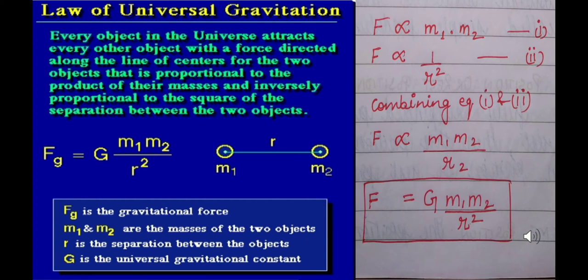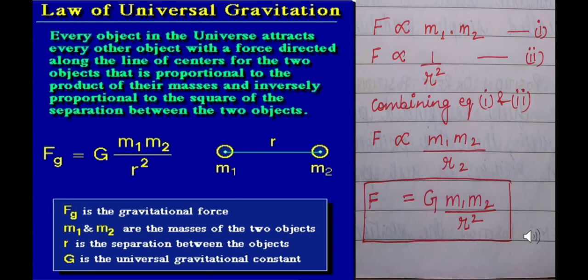Now, other than the three laws of Newton, Newton's first law, second law, and third law, Newton also proposed a law which is known as the Universal Law of Gravitation or Newton's Law of Gravitation. And what does this law say?